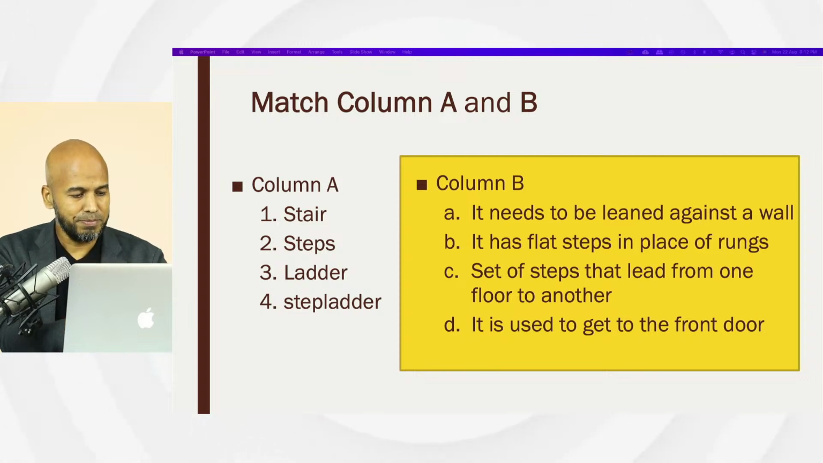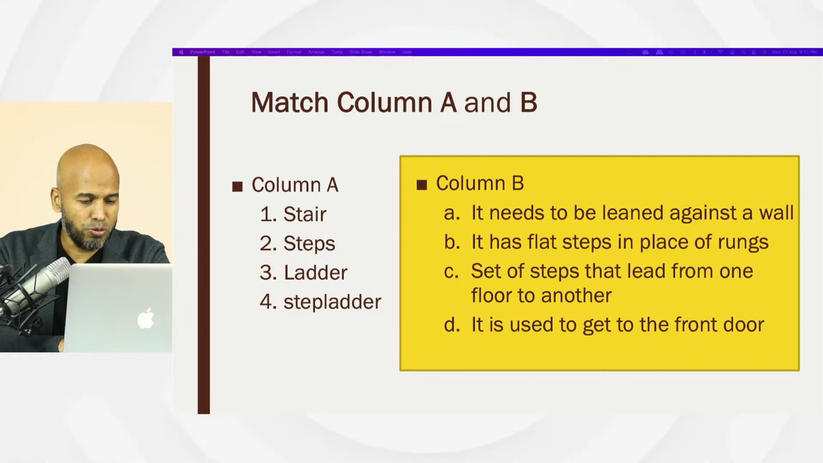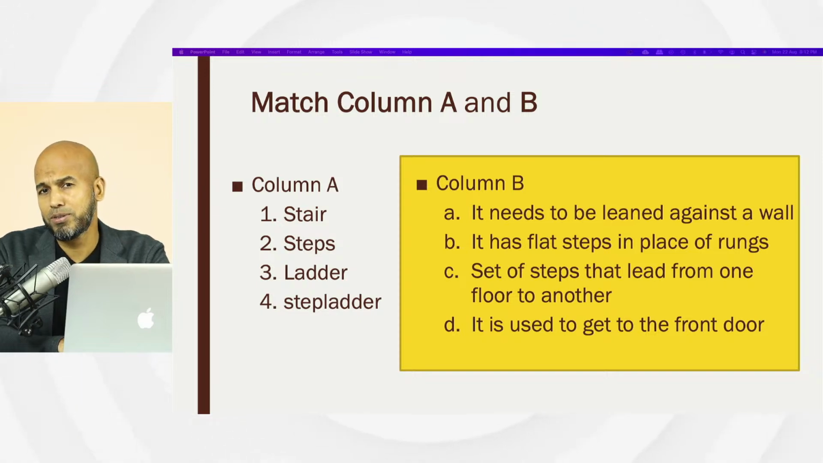So, how about statement number C? Set of steps that lead from one floor to another. Yeah, that's there. How about number D? It is used to get to the front door. Okay, it is used to get to the front door of a house, or maybe a shop, or maybe something that is not too high. Okay, what do you think? Steps. That should be number 2. So you have only one statement left, number B, that is a step ladder.